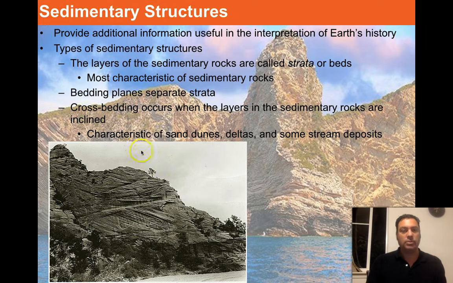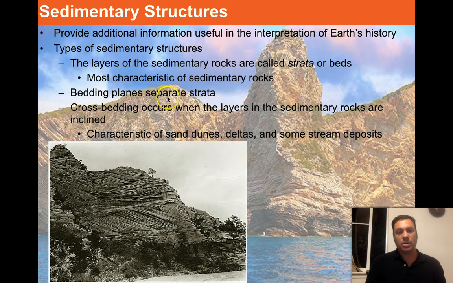Okay, so these layers, or these little cross beds, are called strata. Strata is an important word. This is where we get the word stratigraphy from. Stratigraphy is the study of rock layers, and it's most characteristic of sedimentary rocks. We do get rock layering somewhat in igneous rocks, especially in lava flows, but you don't get them the same. You don't get nice flat rock layers like you see in sediments.